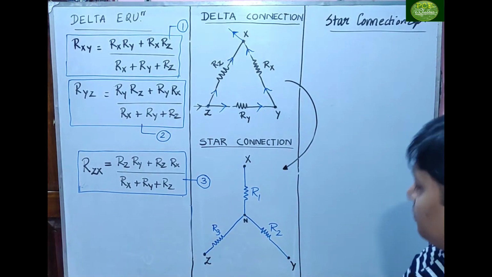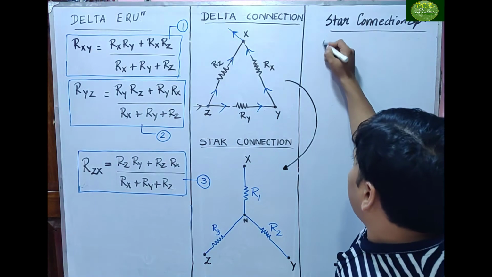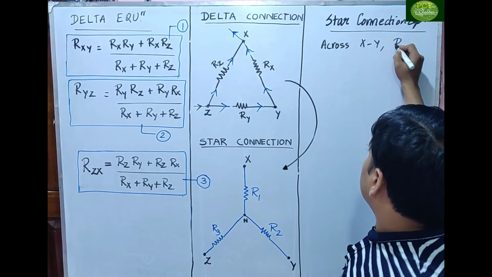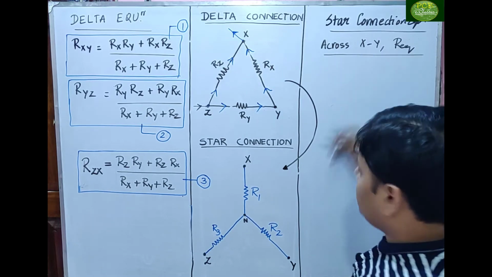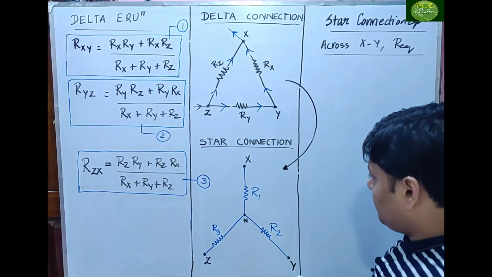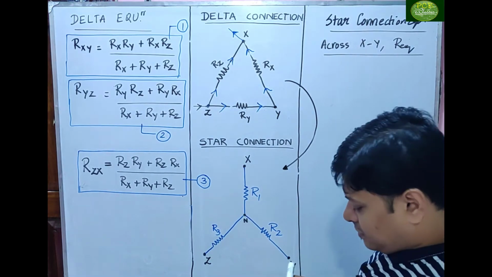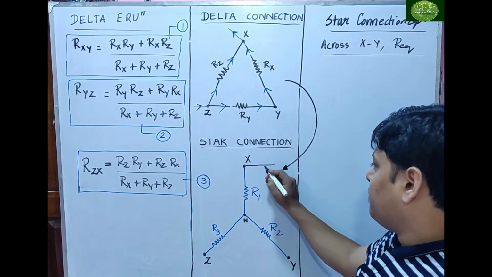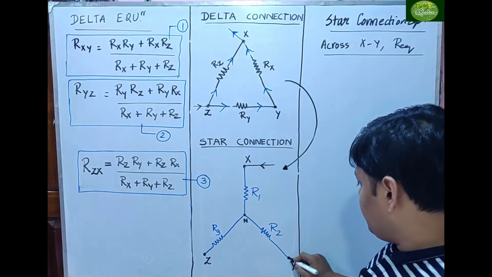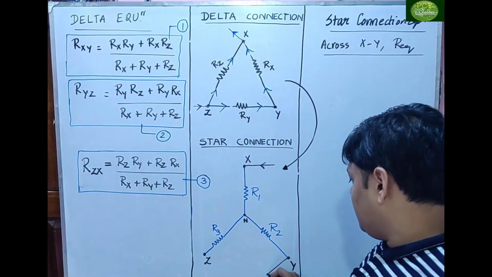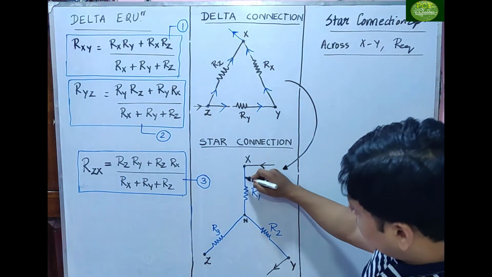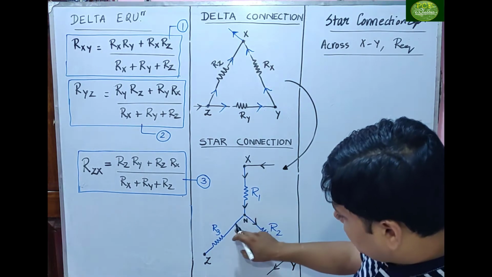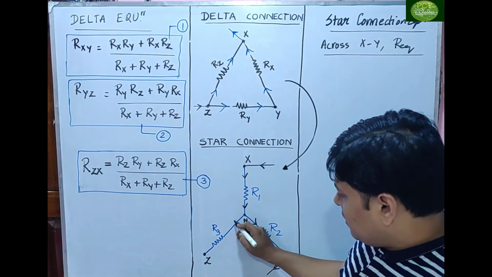for the first case, what is the first case we will be taking? Across X, Y, what is the R equivalent? So what is the R equivalent we will be getting? Let us see here. First we will assume that from X the current is entering, from Y the current is leaving. Fine. So X enters here, it enters here. Then after it should divide. But what happens if the current will travel this side?